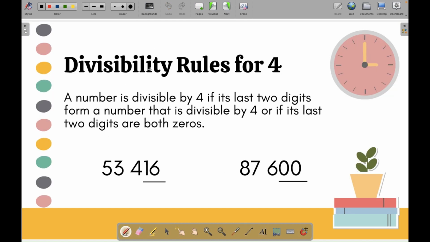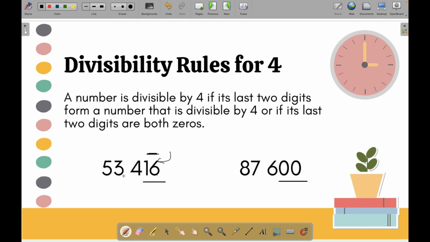Next we have the divisibility rule for 4. For 2, what did we check? We checked the unit digit, and then we saw whether this was even or not. For 4, we'll check the unit and the tens digit, or the first two digits from the right, or the last two digits. So a number is divisible by 4 if its last two digits form a number that is divisible by 4, or if its last two digits are both zeros.